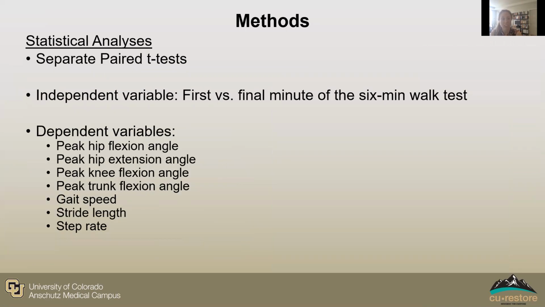For our statistical analyses, I performed separate paired t-tests. The independent variable was the first versus final minute of the 6-minute walk test, and dependent variables included peak hip flexion, peak hip extension, peak knee flexion, and peak trunk flexion angles, as well as gait speed, stride length, and step rate.